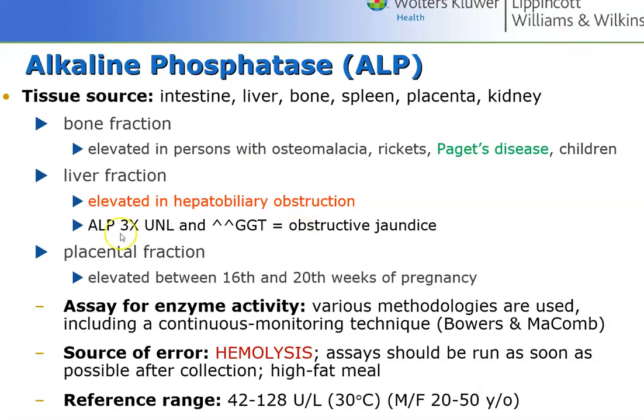But if your alk phos level is markedly elevated, so this is three times the upper limit of normal, ULN, and you have a moderately or markedly increased GGT, which comes next, gamma glutamyl transferase, typically you're going to see obstructive jaundice. So what does that mean? It means that your bile duct is blocked. You've got gallstones and the bile can't get out. So your bilirubin is increasing throughout the bloodstream and you're turning yellow.